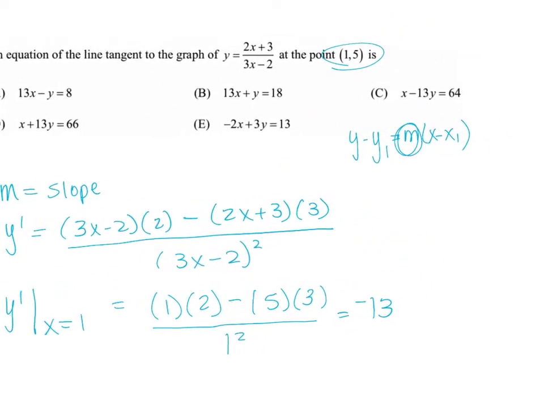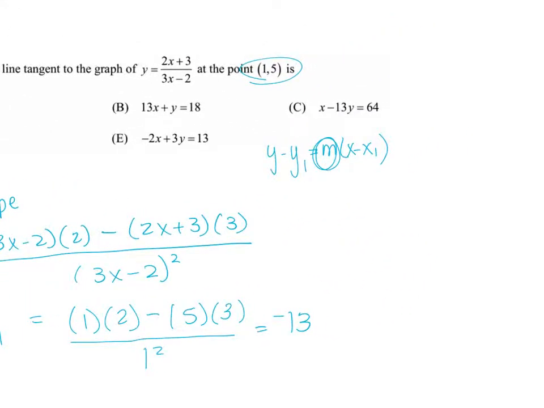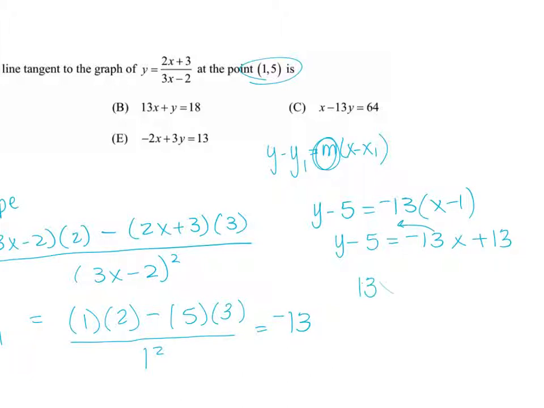And so now we are ready to go ahead and sub in our equation. So we're going to have y minus 5 equals negative 13 times x minus 1. So that's not the form that we're given, so we're going to have to do some rearranging. We have y minus 5 equals negative 13x plus 13. I'm going to move that x over, so we have 13x plus y equals, and I'm going to add 5 over to the other side. It's going to give me 18, so that's going to be answer choice B.